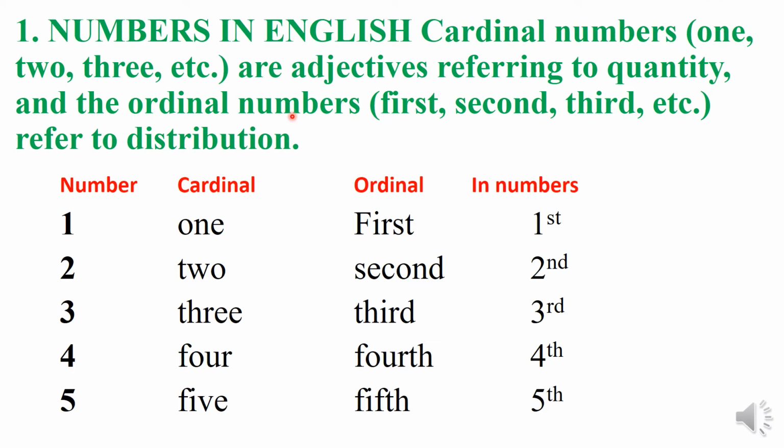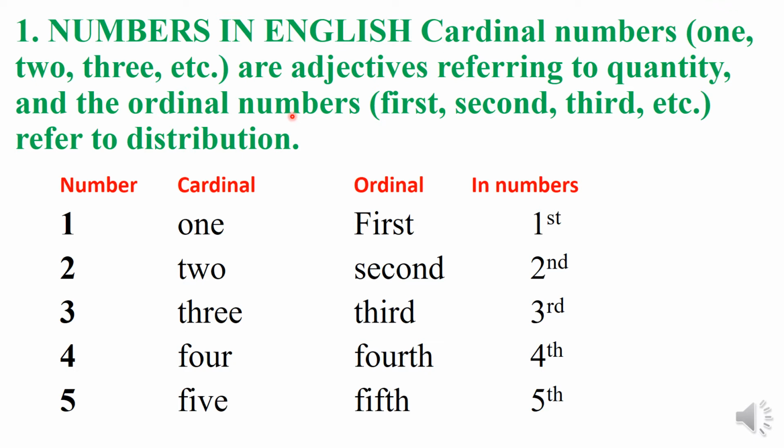And maybe Peter has the second mark in the classroom after Alice. You will say Peter is the second in the classroom. You will not say Peter is two in the classroom. Peter is the second. This is where we use ordinal numbers: for the position that something or a person holds.